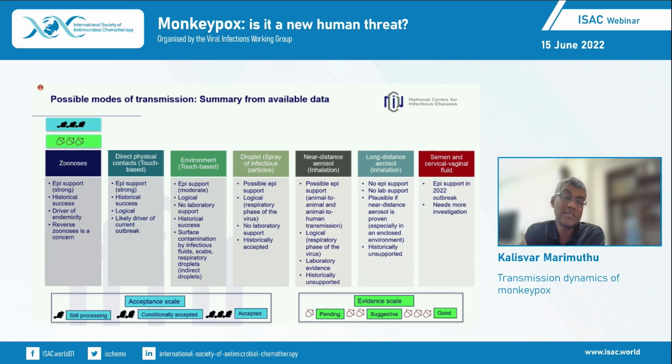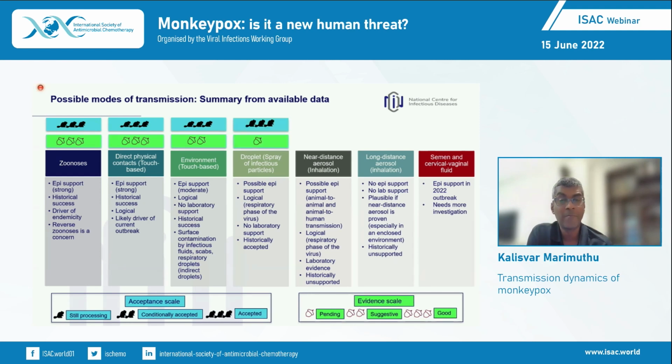So for the zoonosis, very clear, the acceptance scale and evidence scale is significant, is high. And for the physical contact it is also high. For the environment, it's very well accepted, but the evidence scale is probably suggestive but needs more data. And for the droplet and spray, it's very well accepted, but there is no evidence supporting it so far. But we cannot say just because there's no evidence that it's not happening. We need to find evidence.